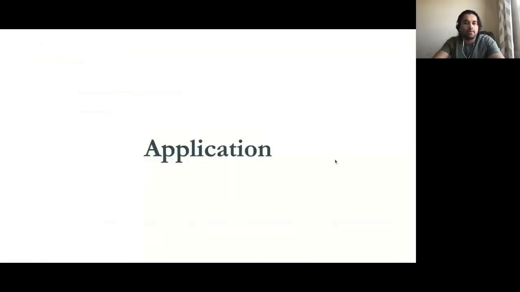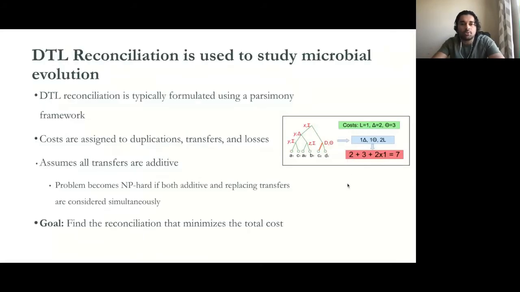And that kind of brings us to the application of what are some of the different things that we can apply such a simulation framework to, and look at some of the applications that we've already done to test out some of the methods that we use in this space. So one of the methods that we use in terms of studying the evolutionary history is DTL reconciliation, so duplication transfer loss reconciliation, which is generally mainly used to study microbial evolution.